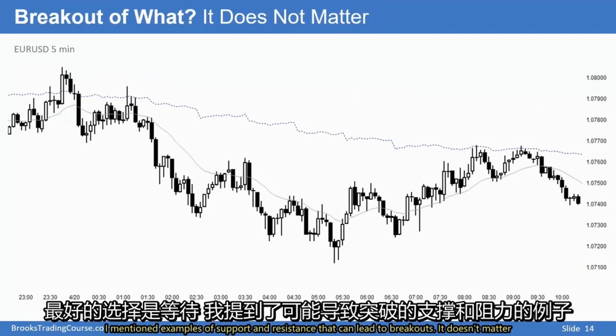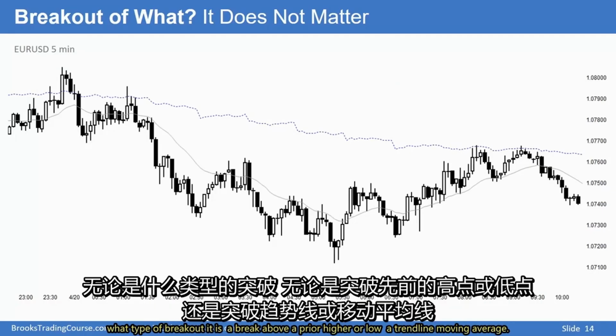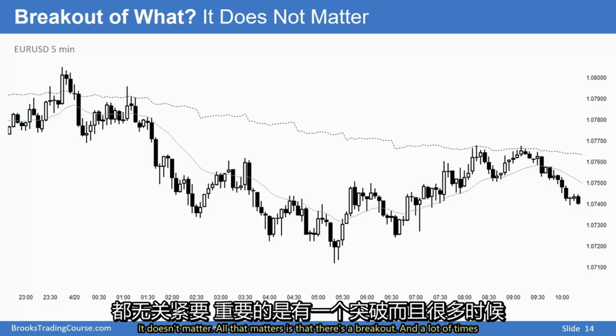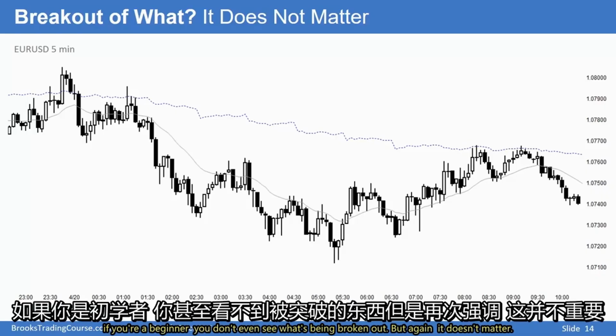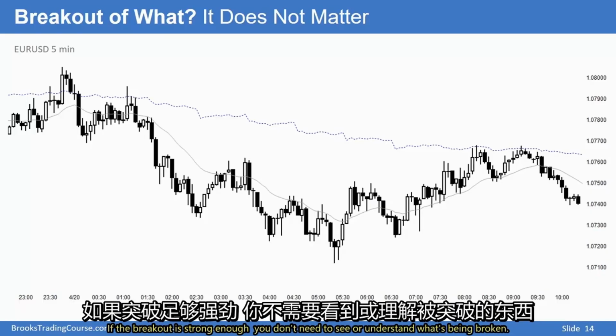I mentioned examples of support and resistance that can lead to breakouts. Does it matter what type of breakout it is? A break above a prior high or low, a trend line, a moving average? It doesn't matter. All that matters is that there's a breakout. And a lot of times, if you're a beginner, you don't even see what's being broken out. But again, it doesn't matter. If the breakout is strong enough, you don't need to see or understand what's being broken.